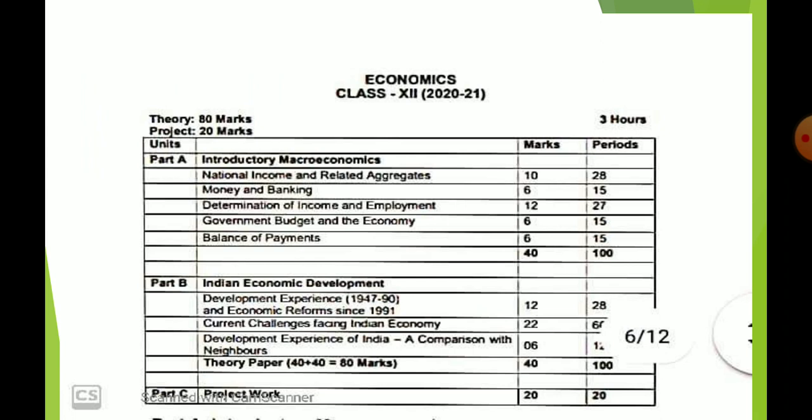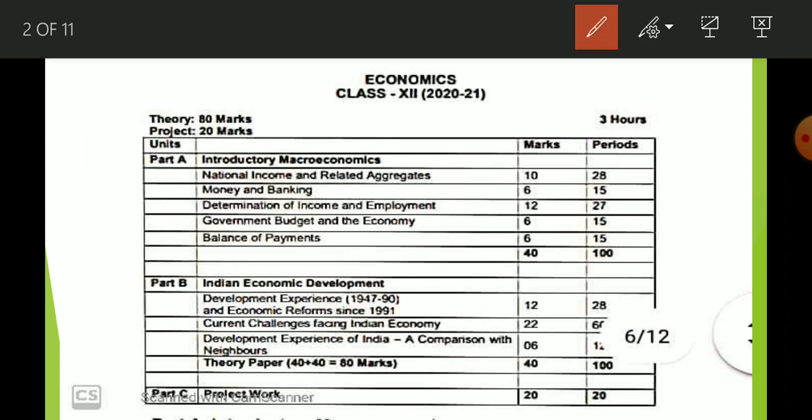Your economics paper is divided into two parts, part A and part B. 40 marks will be asked from part A, introductory macroeconomics, and 40 marks will be asked from Indian economic development. This is the book name, Indian Economic Development. And in the syllabus, the chapters are not mentioned; it is given unit wise. So this is your first unit.